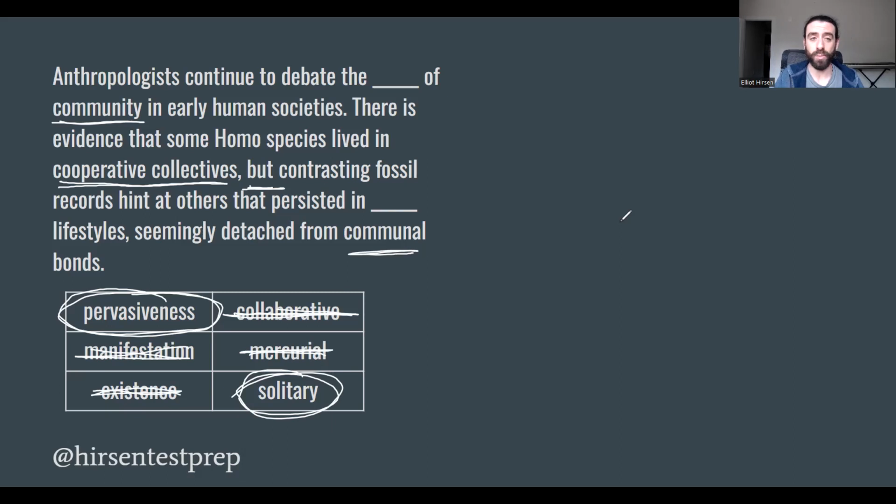Let's read it all the way through and make sure it makes sense. It says, anthropologists continue to debate the pervasiveness of community in early human societies. There is evidence that some Homo species lived in cooperative collectives, but contrasting fossil records hint at others that persisted in solitary lifestyles, seemingly detached from communal bonds. These are the correct answer choices.